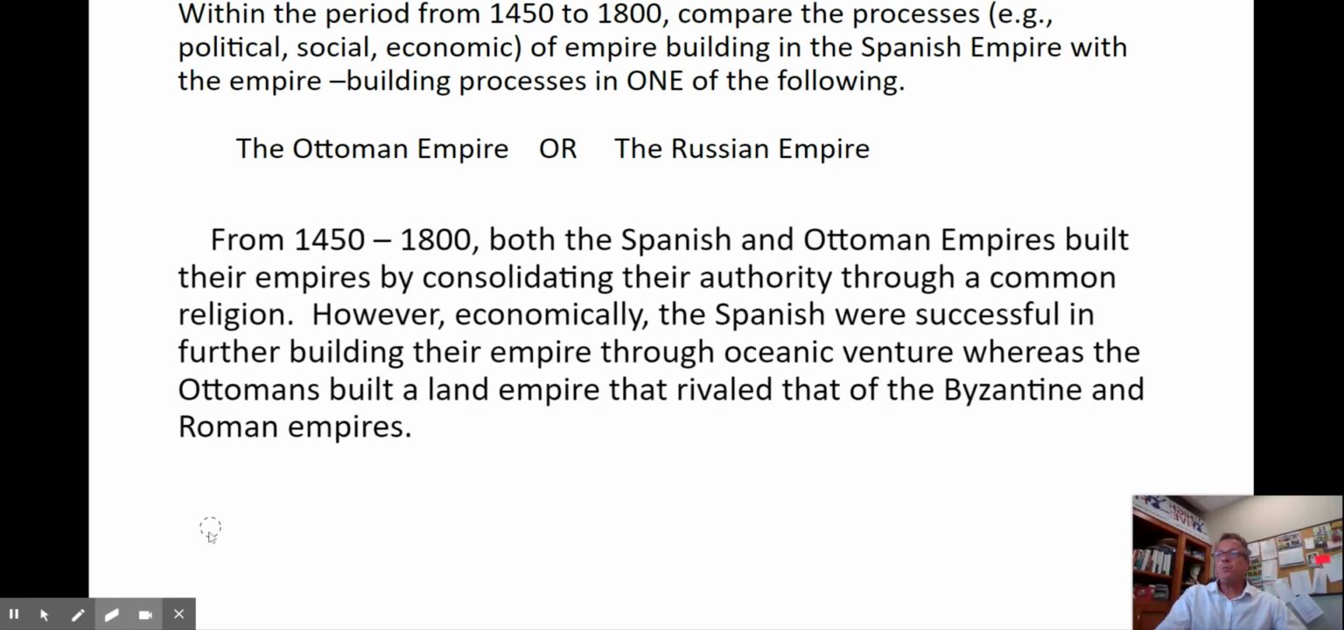So there you go. From 1400 to 1850, both, there's the B word, both the Spanish and the Ottoman empires built their empires. All that's just words from the prompt. And here's the answer: by consolidating their authority through a common religion. However you want to say that, built their empires through a common religion. However, economically, the Spanish were successful in further building their empire through oceanic venture, or you could say at sea, whereas the Ottomans built a land empire. So there you go. You can condense this down, or you can expand on that.